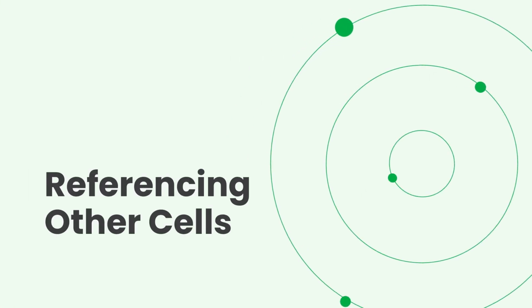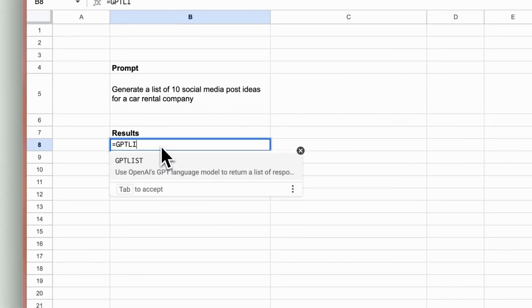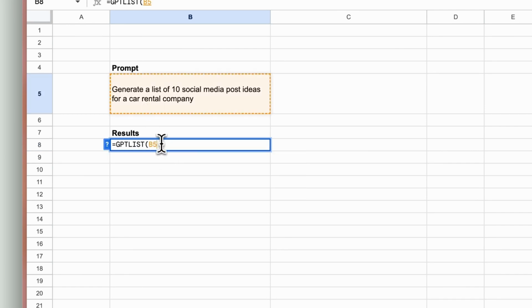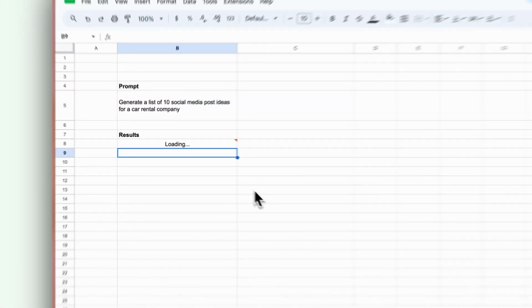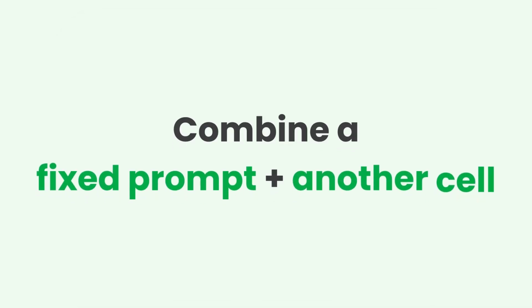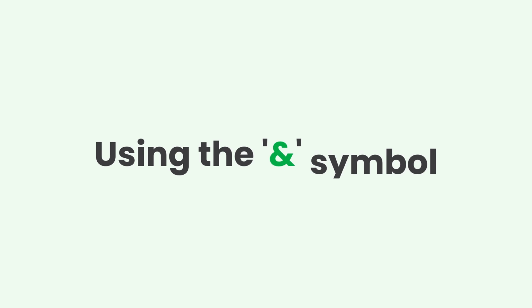Referencing other cells. In the same way the GPT function works, you can write the prompt into a cell and then reference it from the GPTLIST function. You can also combine a fixed prompt together with the value from another cell using the ampersand symbol.